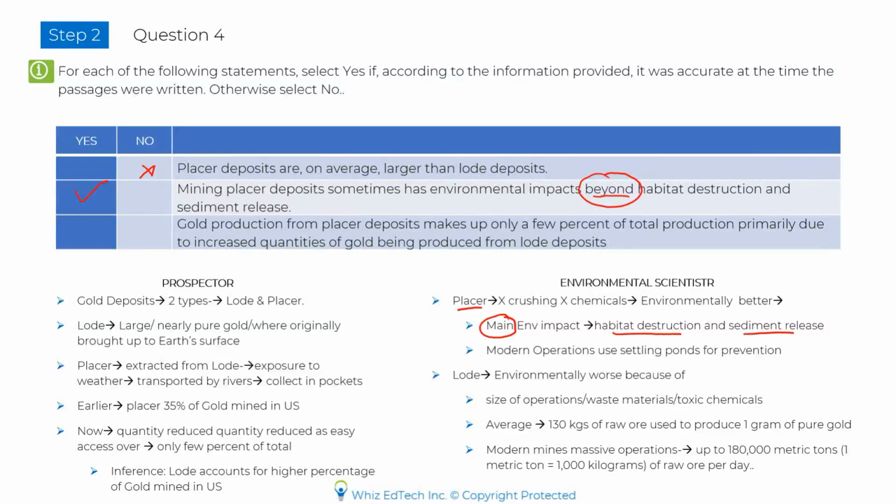All right. Gold production from placer deposits makes up only a few percent of total production. So till here, it's correct. But primarily due to, so we know that somewhere we've written now, quantity reduced as easy access is over. So the quantity is reduced, yes, but not because of increased gold being produced by lode. It is because easy access to gold has been reduced. So this is also a no. So that's the correct answer. No, yes, no.